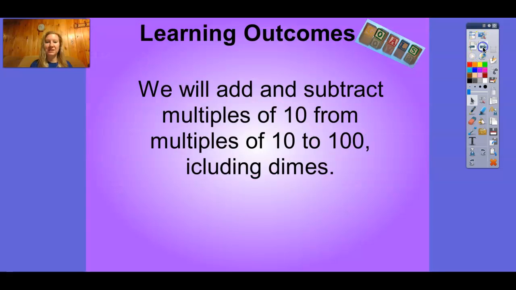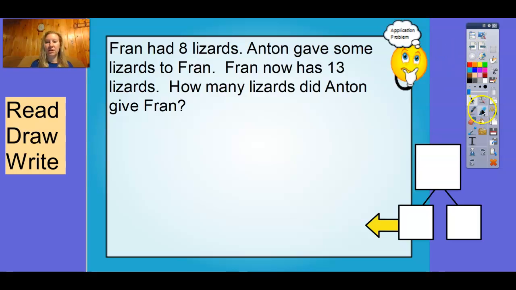This is Mrs. Leary. This week in math we are going to talk about topic C. We are going to go over lessons 10, 11, and 12, and we will talk about addition to 100 using place value understanding. Starting with lesson 10, we will add and subtract multiples of 10 from multiples of 10 to 100, including dimes. Our problem set, we are going to use a read, draw, write strategy.